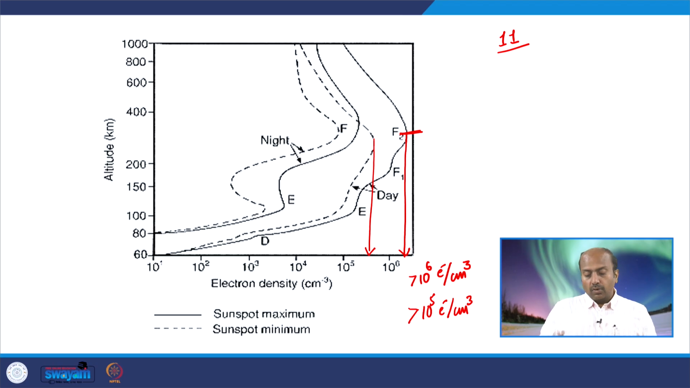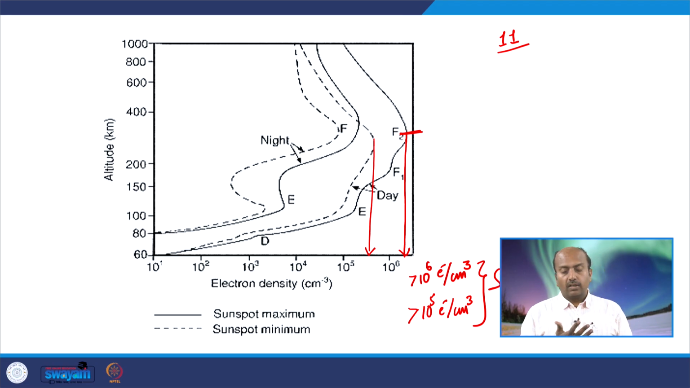Both of them are during the day. Now, this variability or this difference is because of the solar cycle. So that means when the sun is very active, you will get more ionization, resulting in the formation of more electrons or ions, right? And that means the electron density, the plasma density during solar maximum, will be very, very large in comparison to solar minimum, right? That is one important variability.